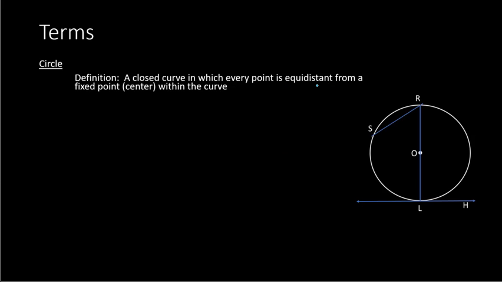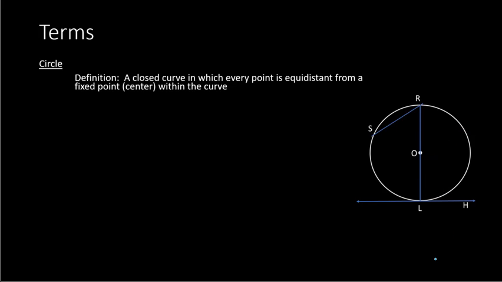This word equidistant means equal distance. So you notice every point on the circle is the same distance from the center. Doesn't matter if I'm over here. This distance will be the same as it is over here at this point. The same distance from the center. So that is your definition of a circle.